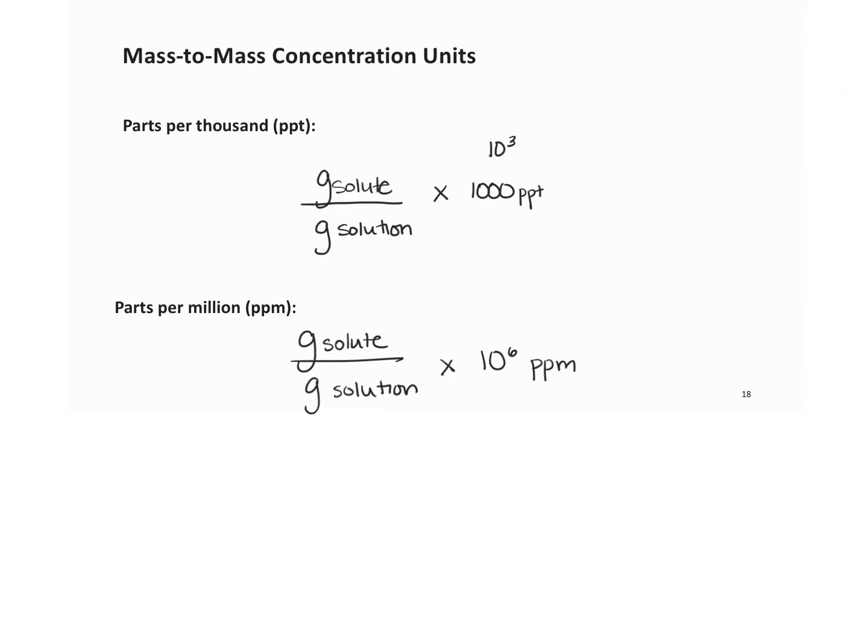Sometimes you'll see parts per billion, and you just take the grams of the solute over the grams of the entire solution and multiply that by 10 to the ninth, and that'll give you parts per billion. Again, these are most often used to give us very small concentrations of mass. A lot of times toxin amounts are given to us this way, or environmental contaminants.